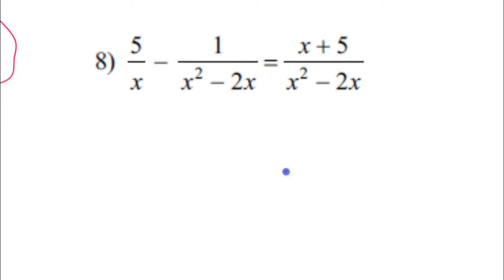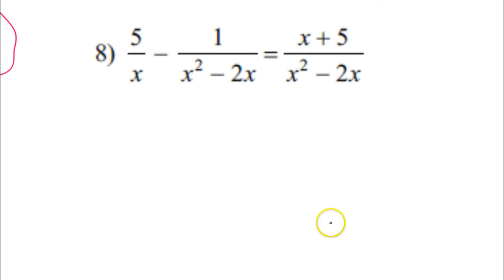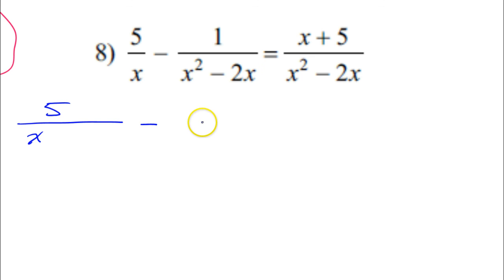Let's find number 8. Okay, alright, it's close. So factoring, this is really similar to the last problem. So I have 5 over x right there. I think I'm going to do like last time.